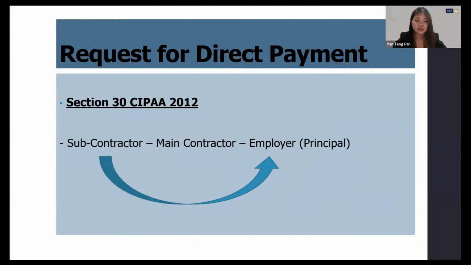The next option a successful party has is to request for direct payment from the principal. For example, a subcontractor initiates an adjudication proceeding against a main contractor. The subcontractor obtains an adjudication decision in its favor. In the event the main contractor does not make payment of the adjudicated sum, the subcontractor may write a written request for payment of the adjudicated sum direct from the principal, which is usually the employer or the developer of the project.